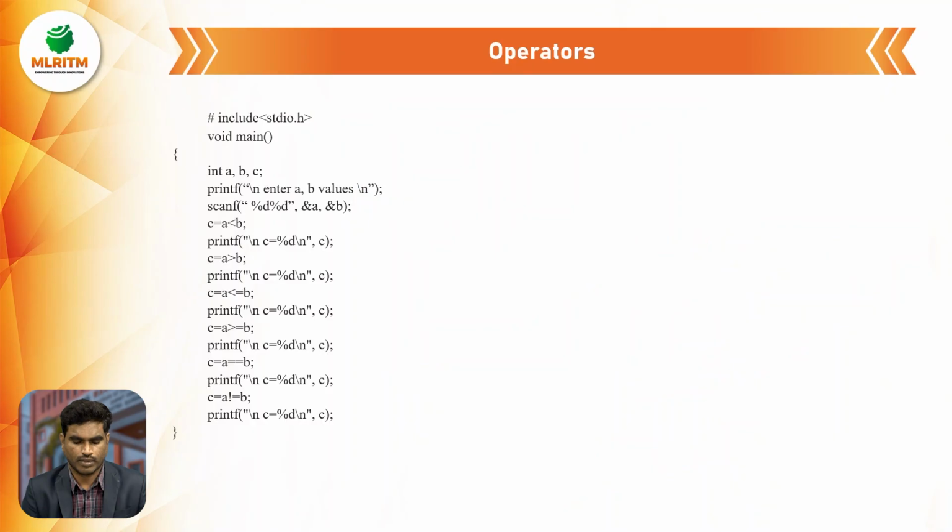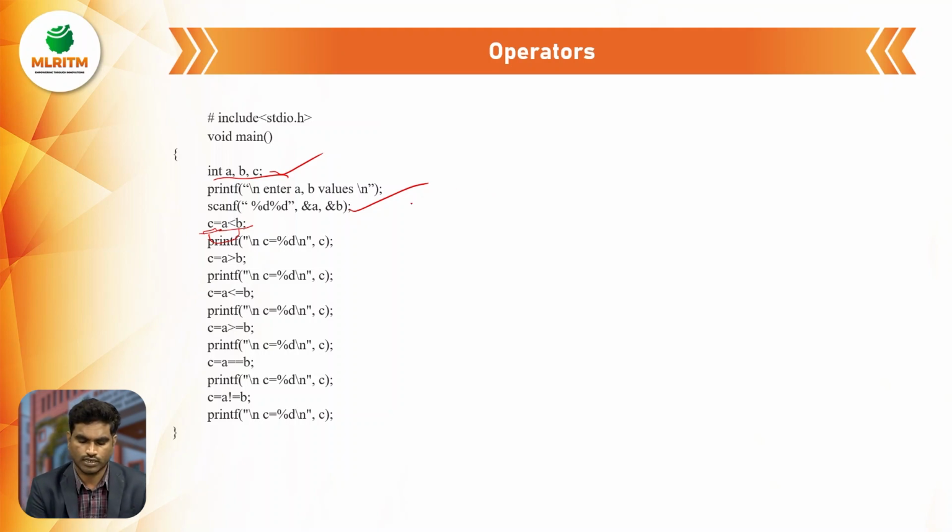Next, by using relational operators, we are going to write one program here. First, we declare the three variables. Those variables are integer type variables, so we are taking integer type input. Here, we read the a and b values. After performing a less than b, that value is stored in c. Here we take one more variable, c. After performing this operation, the result is stored in c.